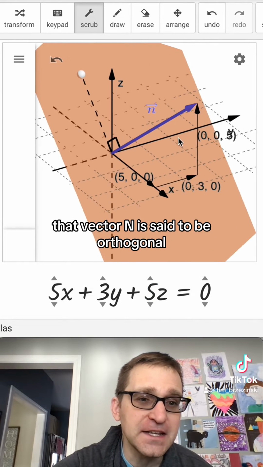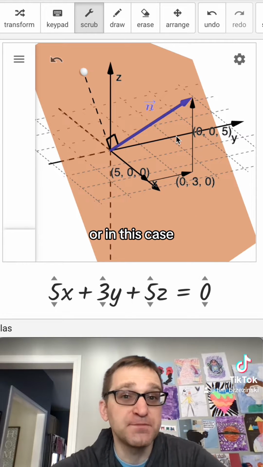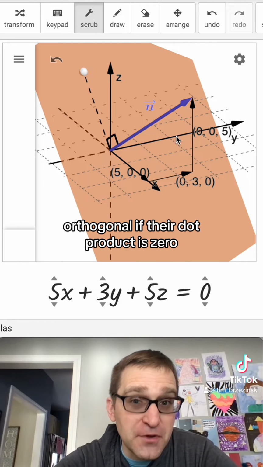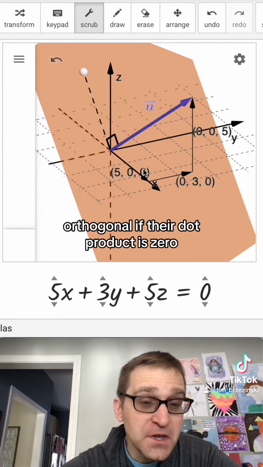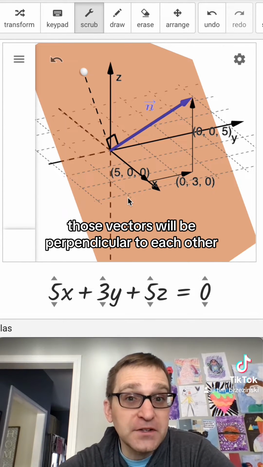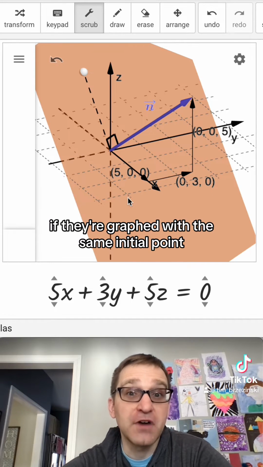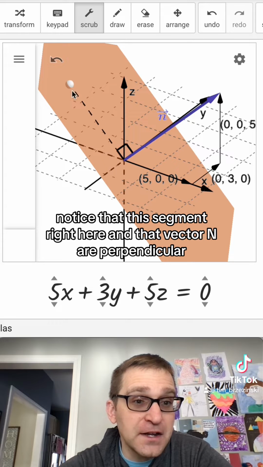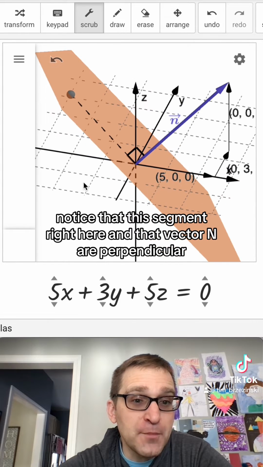That vector n is said to be orthogonal, or in this case perpendicular, to the plane itself. Recall, two vectors in 3-space are orthogonal if their dot product is 0, and as a consequence, those vectors will be perpendicular to each other if they're graphed with the same initial point. Well, right here, notice that this segment right here and that vector n are perpendicular.